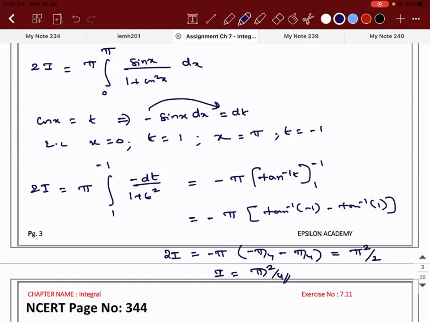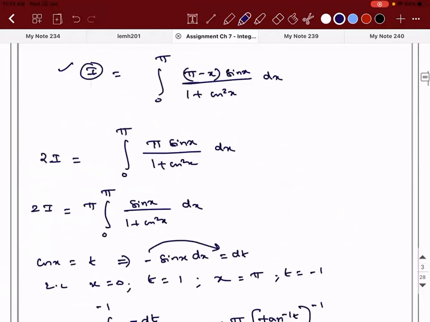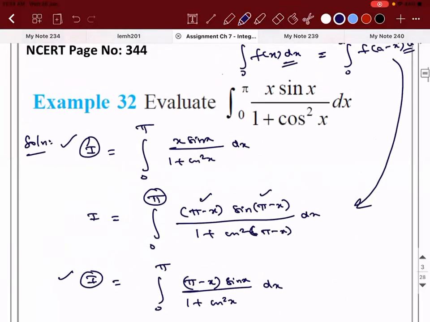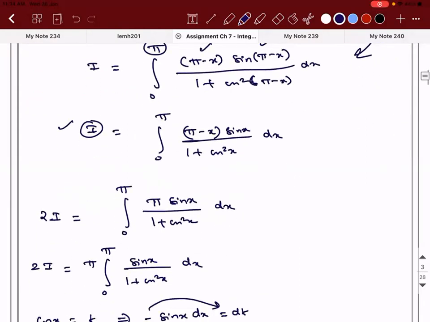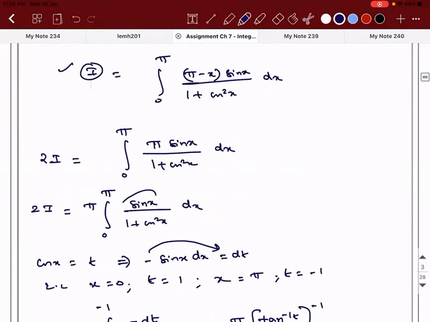Yes, sir. Right. So this is how you use properties. So you can ask me in this problem, what would have happened if I didn't use property? Imagine you have x sin x in the numerator. Had it been only sin x, I would have not suggested you to use that property. So it is because you use property only, the same problem got converted to a simpler aspect. Clear?